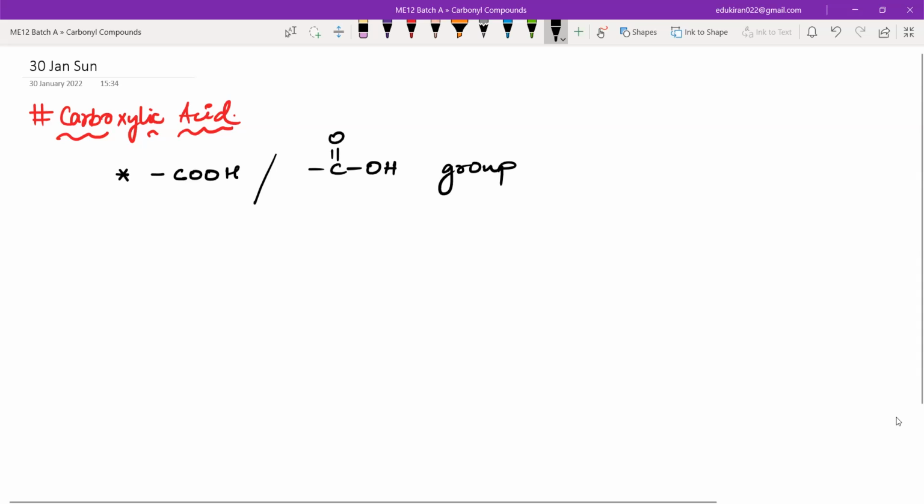Now, let us write a few names and structures that we will be using. You should remember at least two. The first one is HCOOH, right? The IUPAC name for this will be methanoic acid. Hope all of you will know the IUPAC name. But more importantly, you have to remember the common name of methanoic acid, and that is formic acid.